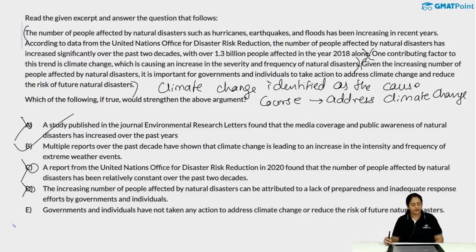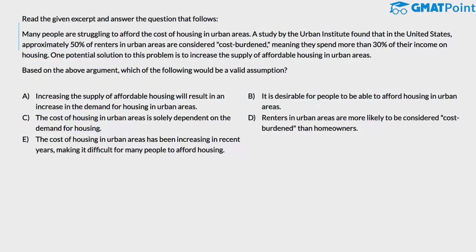Governments and individuals have not taken any action to address climate change or reduce the risk of future natural disasters. Now, whether they have done anything to affect climate change or not is secondary. Our main contention is that there is a link between climate change and the number of natural disasters, and whether you have taken any effort to address climate change or not does not either strengthen or weaken the causal link. So option E does nothing to either strengthen or weaken the argument, and it can also be eliminated. The correct option is option B.